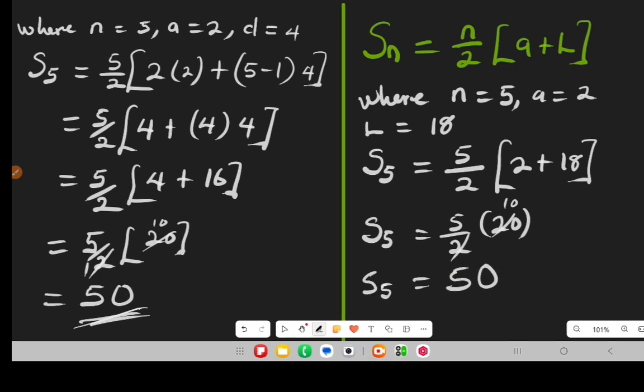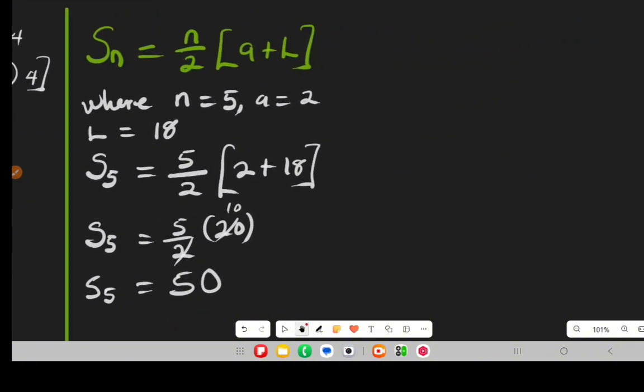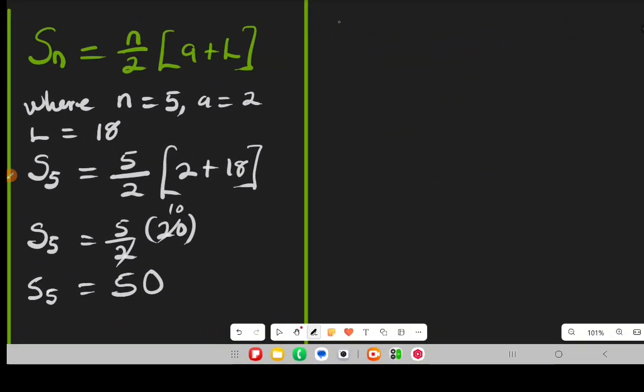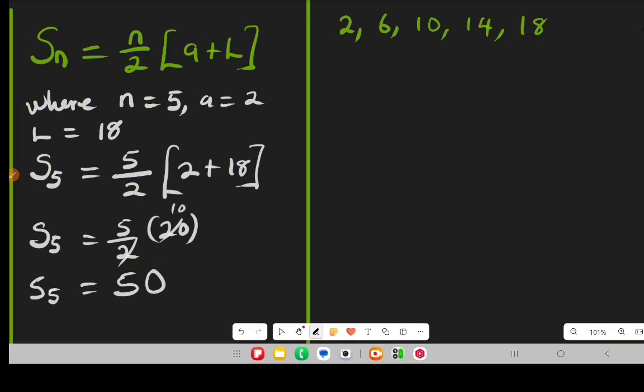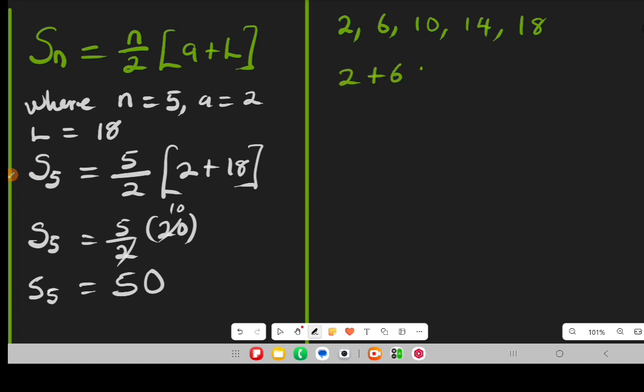Now we can check if our answer is correct. What we do, we list all the terms in the sequence, which are 2, 6, 10, 14, and 18. Now let's sum all the terms up and see if we get 50. That is 2 plus 6 plus 10 plus 14 plus 18. Will it give us 50? 2 plus 18 gives us 20. 6 plus 14 gives us another 20, which is 40, plus 10, which is equal to 50. So our answer is correct.